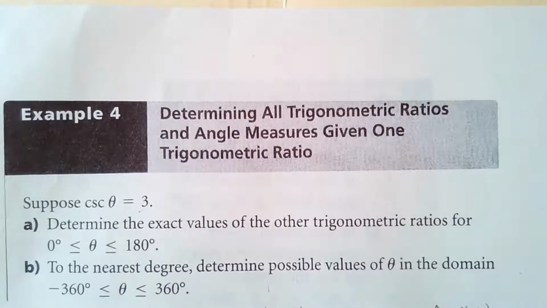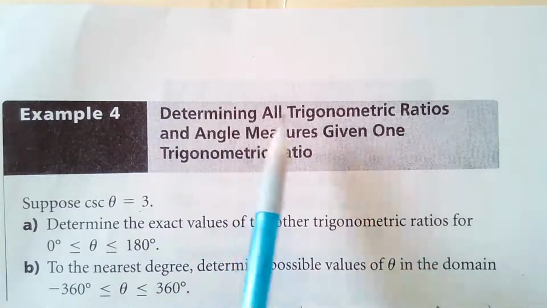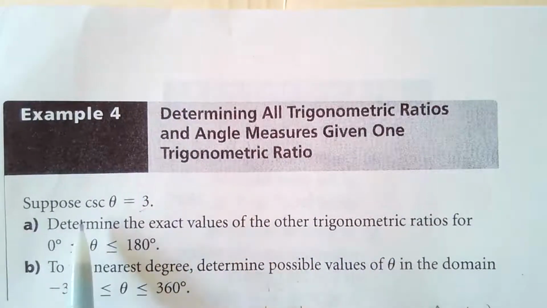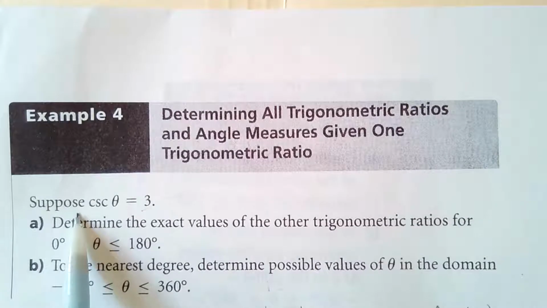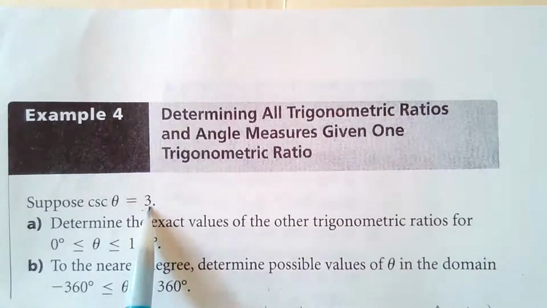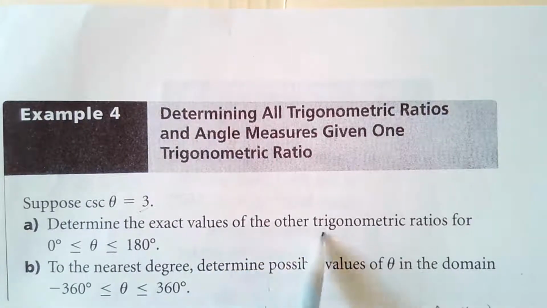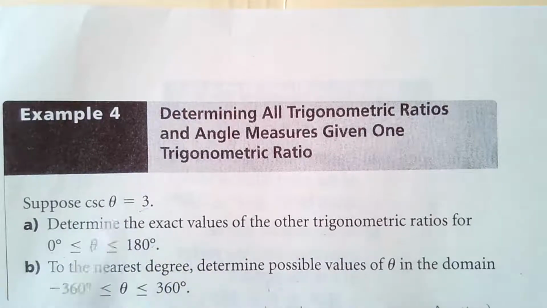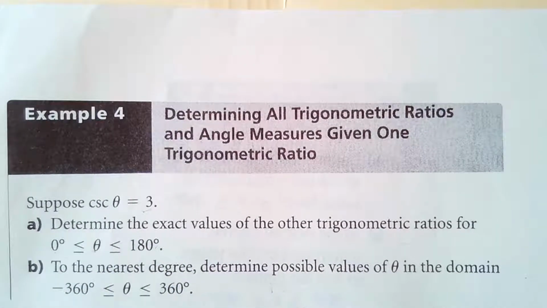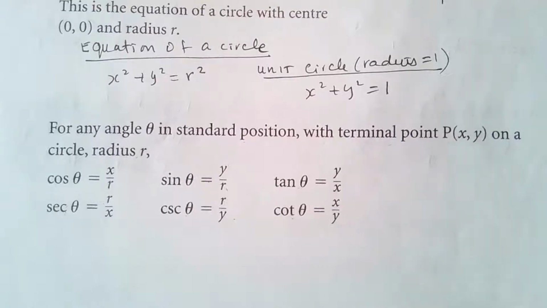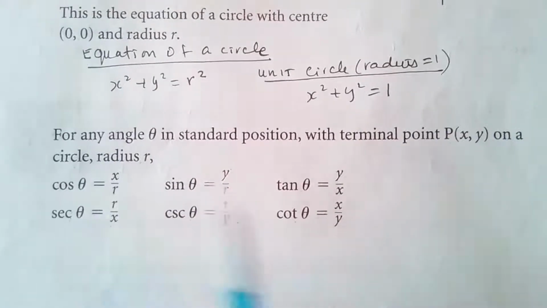It's a full question: determining all trig ratios and angle measures given one trig ratio. Now suppose we're given the question: cosecant theta is equal to 3. Determine the exact values of the other trig ratios for theta between 0 and 180 degrees. Not a full circle, we're just looking at theta up to 180 degrees. Now, essentially we need to find the R value.